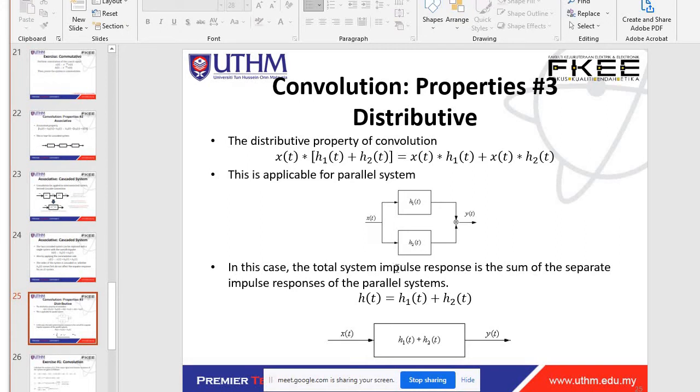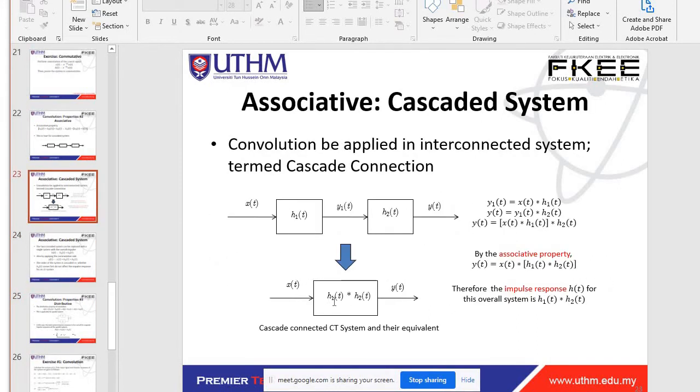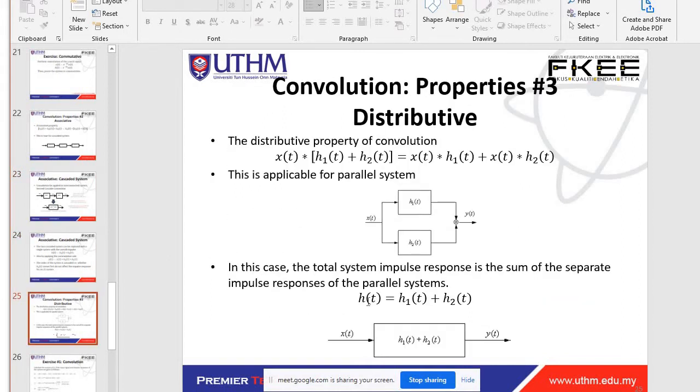So in this case, the total system impulse response is the sum of the separate impulse responses of the parallel system. So when you say parallel, it's h1 plus h2. Parallel is h1 plus h2. For the cascaded, it is h1 convolute with h2. It's slightly different.